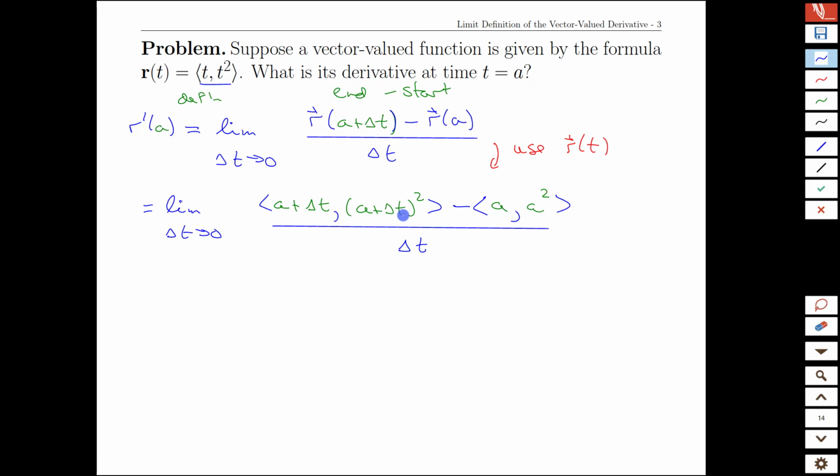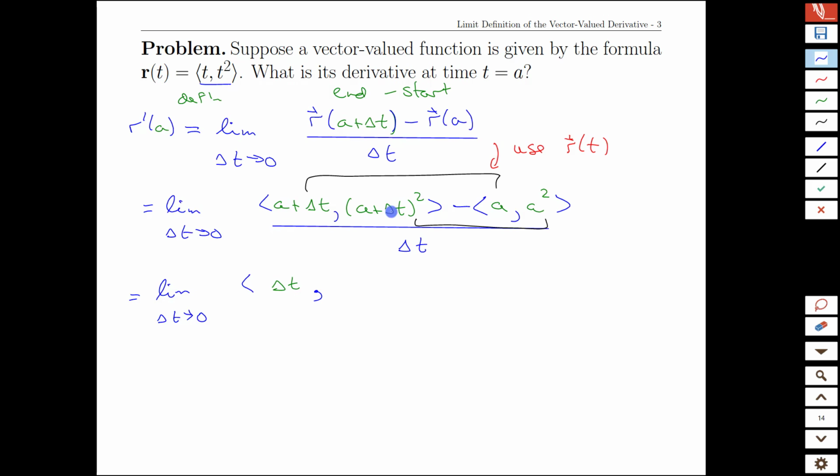Well, now we have our first challenge with dealing with vectors as opposed to scalars, but we can do a vector subtraction by doing component by component differences. So keep the limit. Calculate the difference in the x-coordinates: a plus delta t minus a is just going to be delta t. And then we have this squared.